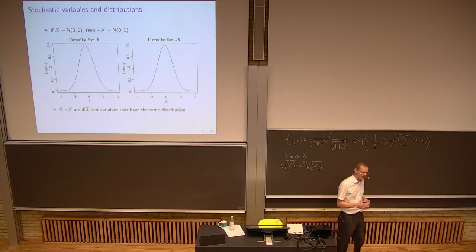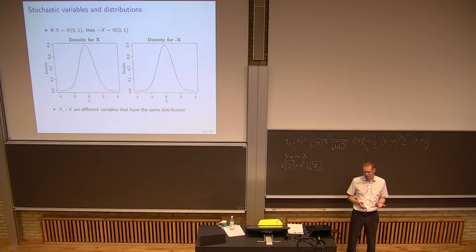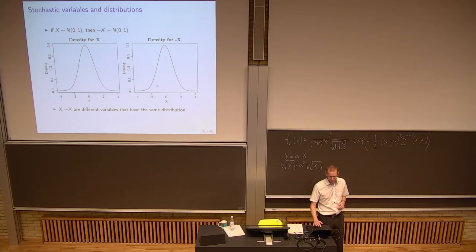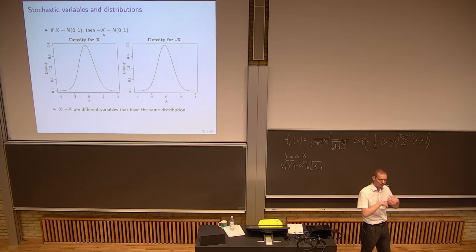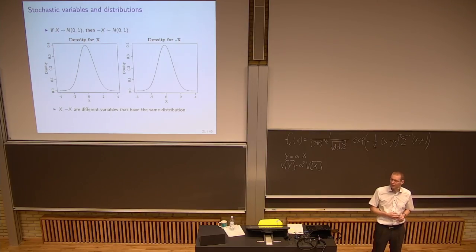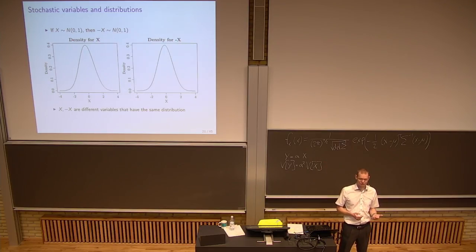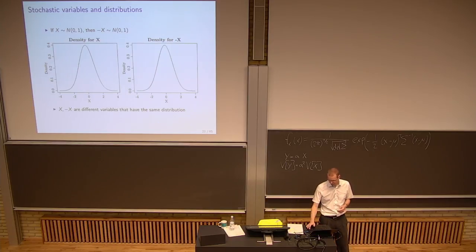Just a little bit of teasing. Stochastic variables and distributions. If you have one stochastic variable that is a standard normal and the other one that is minus a standard normal, the distributions, as you can see, are the same, but the variables are different because one is minus and the other one is not. So just to say that even though the distributions are the same, it does not have to be the same variable. Generally, it's only this particular case where it happens.